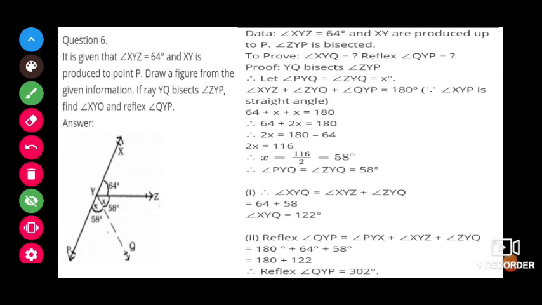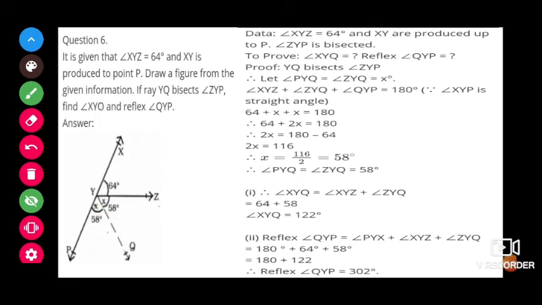First one: find XYQ. It's not YO, children, it's Q. So where is XYQ? This is the angle XYQ. It's a combination of which angles? One angle is XYZ and one more angle is ZYQ. If we add these two angles, we will get the entire angle. What are the two angles? 64 plus 58, that is 122 degrees.